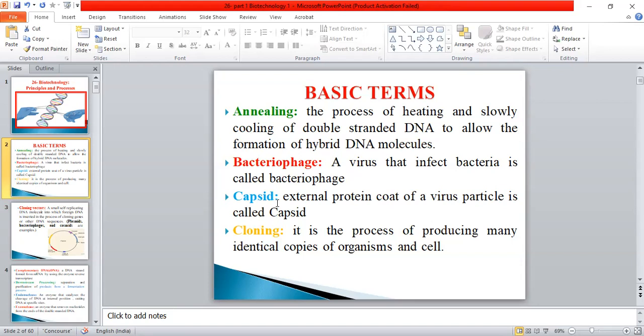The DNA molecules covered with the protein coat is called what? Capsid. Okay. Suppose we take the example of the TMV, tobacco mosaic virus. It is covered by a capsid protein molecule, and it is also made up of a number of capsomeres. Okay. So these are the two very important things. Once again, the external protein coat of the virus particle is called the capsid.